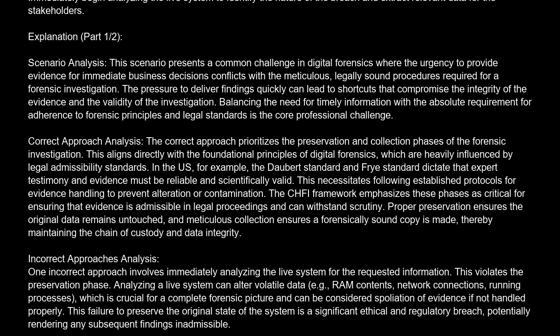Incorrect approaches analysis. One incorrect approach involves immediately analyzing the live system for the requested information. This violates the preservation phase. Analyzing a live system can alter volatile data, e.g., RAM contents, network connections, running processes, which is crucial for a complete forensic picture and can be considered spoliation of evidence if not handled properly. This failure to preserve the original state of the system is a significant ethical and regulatory breach, potentially rendering any subsequent findings inadmissible.